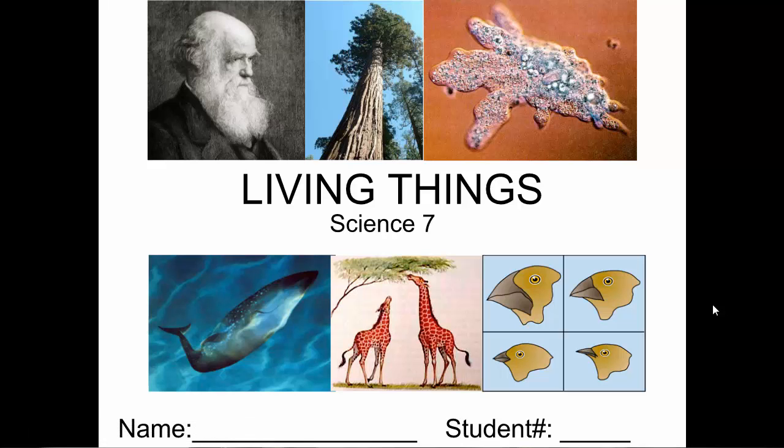This unit has several sections. What we're going to start off with is talking a little bit about the characteristics of life. What are the things that living organisms have in common? And we'll talk a little bit about a concept called spontaneous generation.